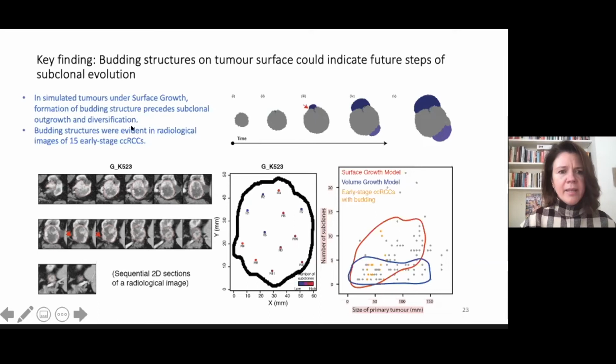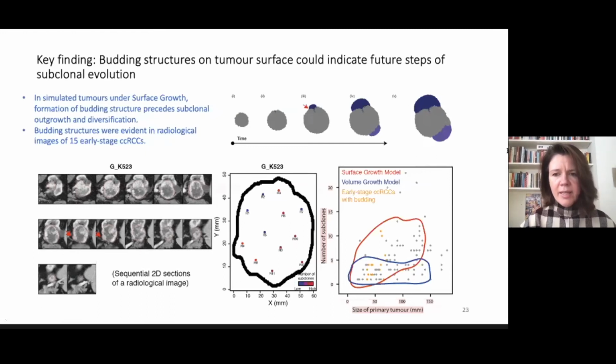And indeed, when we looked at very early stage clear cell kidney cancers, so these are the ones that hadn't manifested progression or metastases, we could see that in some of these, there was evidence of these early budding structures. And when we then correlated them to the spatial maps of how the tumors were sampled, we could overlap them with areas of very recent subclonal diversification.